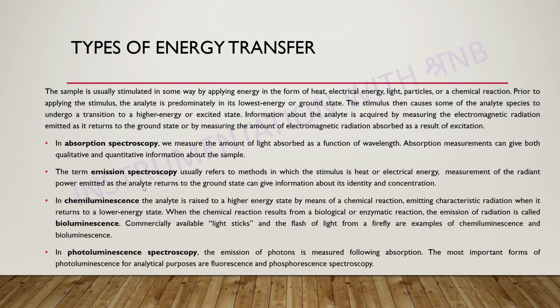In chemiluminescence spectroscopy, the analyte is raised to a higher energy state by means of a chemical reaction. As its name suggests, chemiluminescence: luminance means glow, chemical reactions emitting characteristic radiation when it returns to a lower energy state. When the chemical reaction results from a biological or enzymatic reaction, the emission of radiation is called bioluminescence. Example, fireflies or jugnu. And example of chemiluminescence is light sticks.